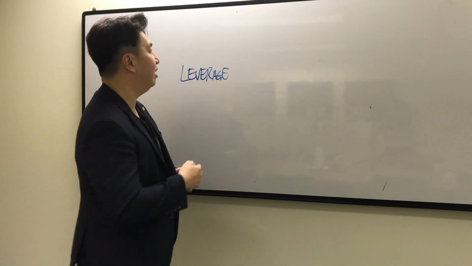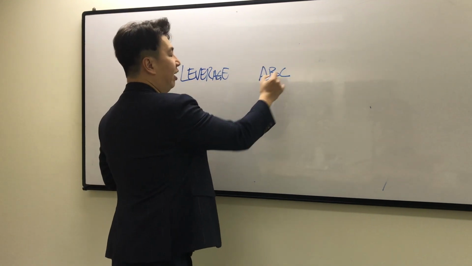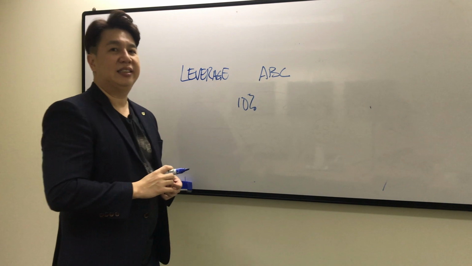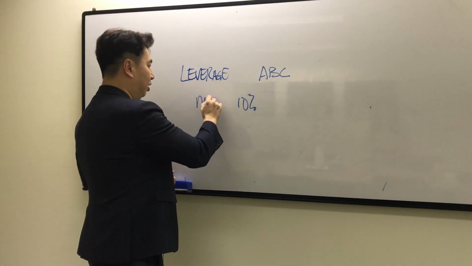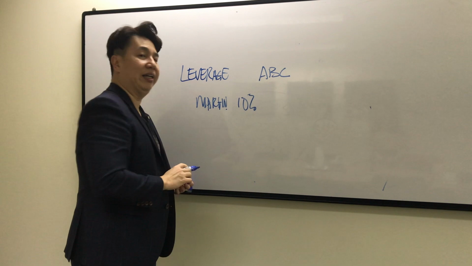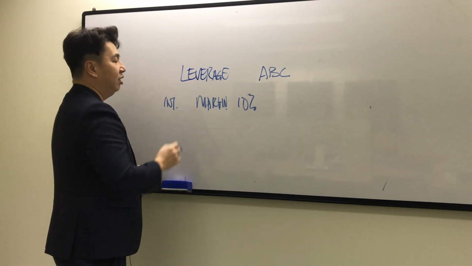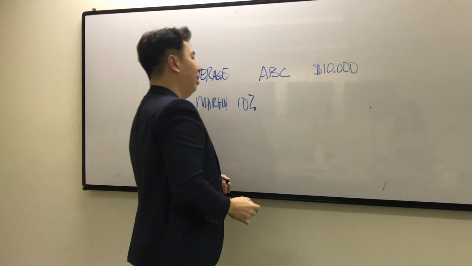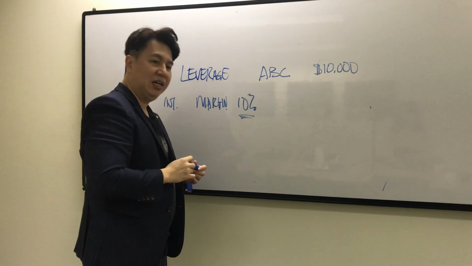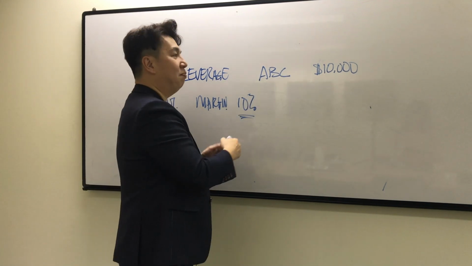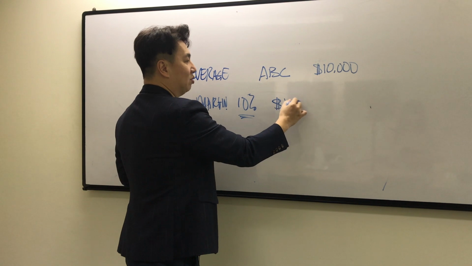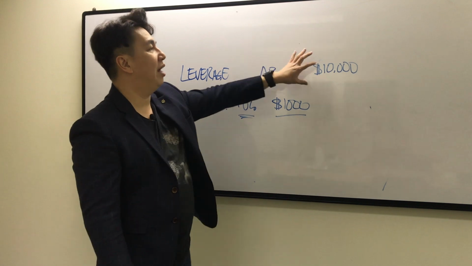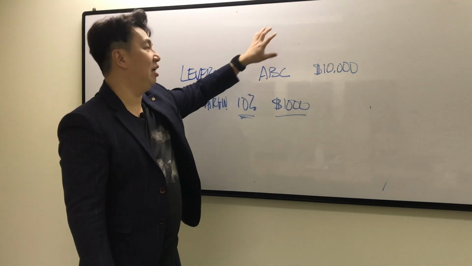So I'll give you an example. Let's say I want to buy this ABC stock, and the margin is 10%. You can actually put up an initial margin of just 10%. This is what we call the initial margin. So for a stock that is $10,000, all you need to put up is only 10% of this amount, which will be only $1,000. So with $1,000 you can actually buy up to $10,000 worth of this ABC stock.